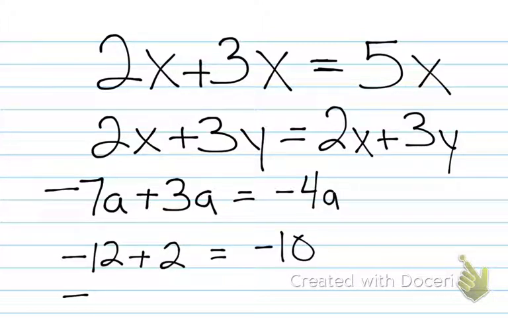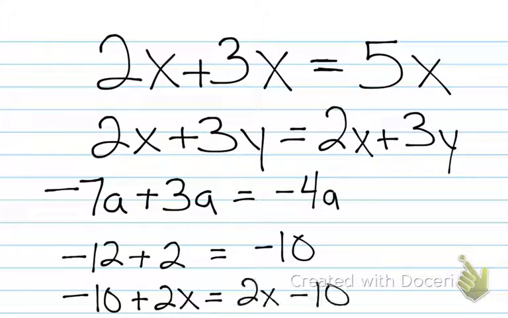What about the last one, negative 10 plus 2x? Can I combine? Why? So one has a variable and one doesn't, so I cannot combine them. All right, so does that help a little bit? Does that kind of refresh your memory on what you learned last year on combining?